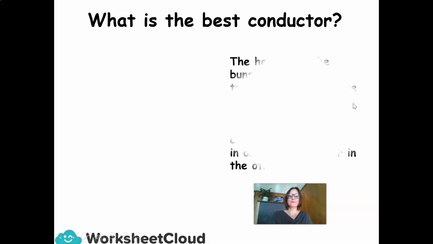It would be the copper rod, because the copper rod is a far better conductor and heats far quicker than what the iron rod would do. But that doesn't mean iron is not a good conductor. It is. It just means that copper is better. Any idea what the best metal is for conduction? Does anybody know? It would be silver. Yes, silver is the best conductor.